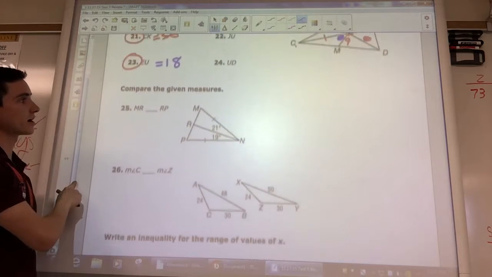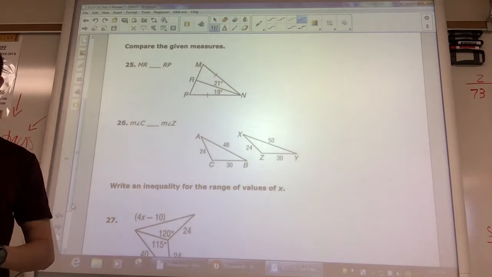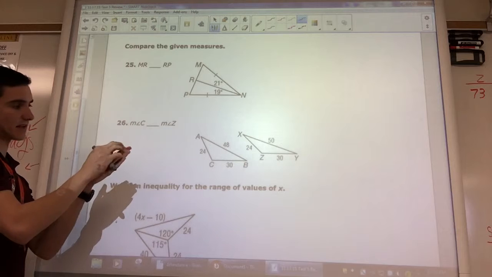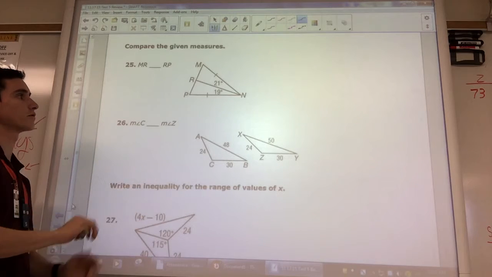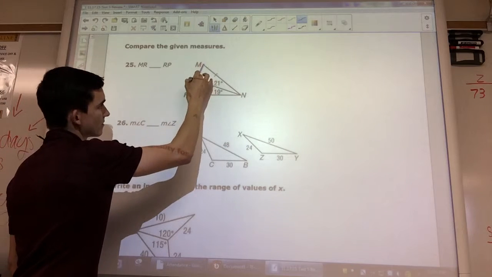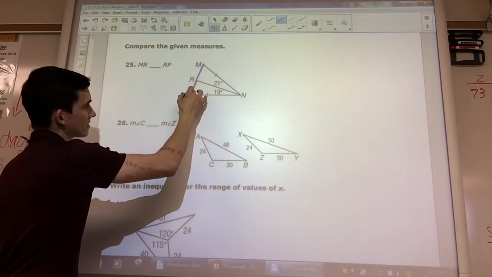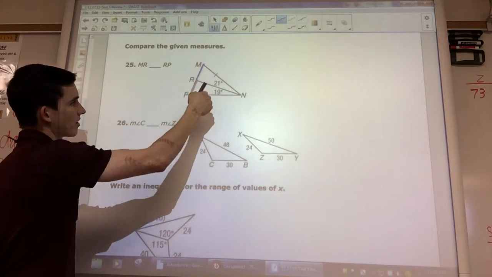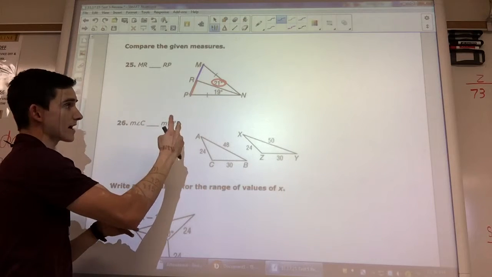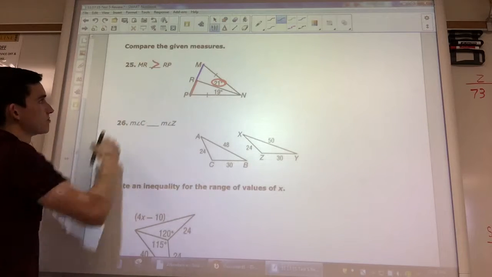All right, going on. Compare the given measures. All right, this is important stuff for the test. This is another one of the really big concepts right here. Compare the given measures. It's dealing with the Hinge theorem. The Hinge theorem's all over this thing. So it says MR, how does the measure between M and R to P compare? MR needs to be greater than, because the angle that's creating MR, using the exact same two sides, is greater than the angle that's creating RP. So MR needs to be bigger than RP.